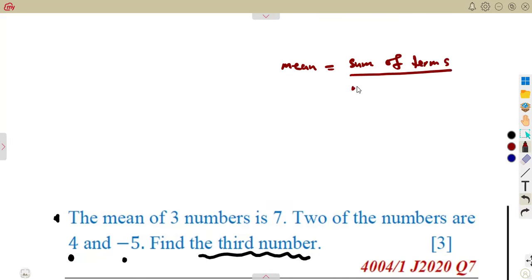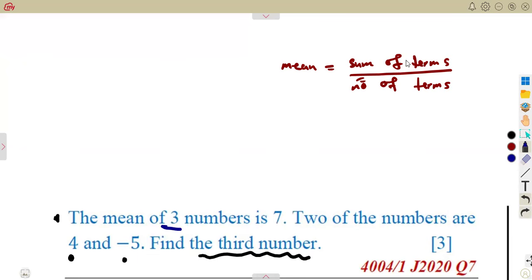over number of terms. Okay, this is our understanding. Sum of terms over number of terms. So we are given the mean. We are told that the mean is 3. We are told we have it. So let's just say, okay, what about the sum? Because we are told that the mean of what? Of 3 numbers is 7. The mean is there. So we do not know the sum.